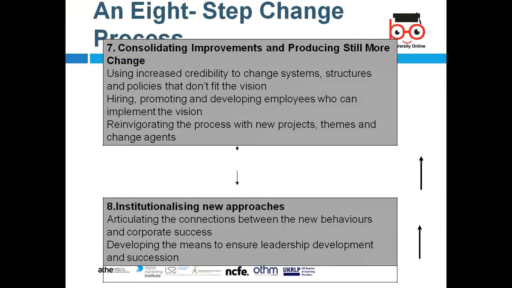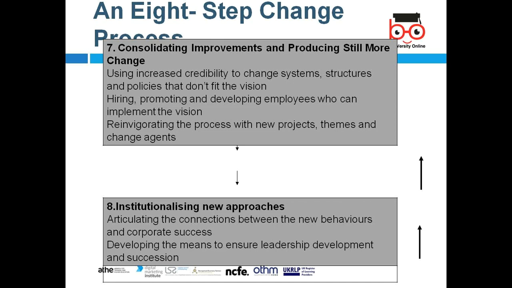Number 7, consolidating improvements and producing still more change, using increased credibility to change systems, structures and policies that don't fit the vision. We carry on getting rid of those that do not fit. Hiring, promoting and developing employees who can implement the vision. So we carry on hiring, promoting them, developing them. So it means that we carry on doing training and development courses within our organization. So the process of new projects, themes and change agents we need to carry on doing in our organization.